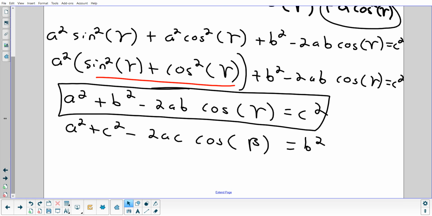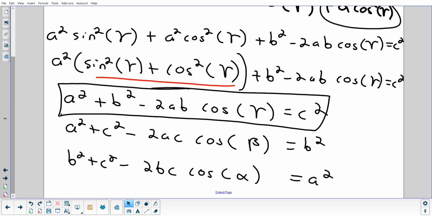We can do it for a squared. I mean, you could do this for x squared, y squared, z squared. I mean, as many letters as you want to keep using. How would you write it if you started with a squared? Maybe. b squared plus c squared minus 2bc cosine. Yep.